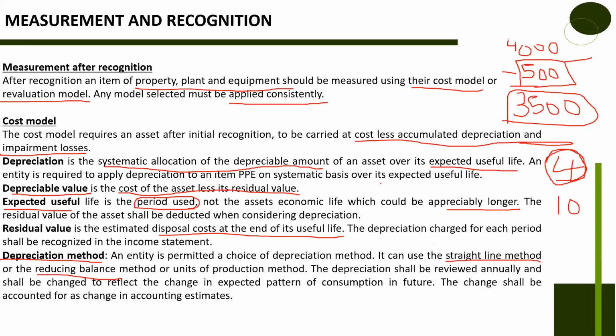Okay, so earlier on we were talking about measurements after recognition, and we have done the cost model. We have said that cost model is cost less accumulated depreciation and if there is any impairment loss. We have used all these parameters here. We have done the straight line method, the reducing balance method. We even did gain or loss on disposal of assets.